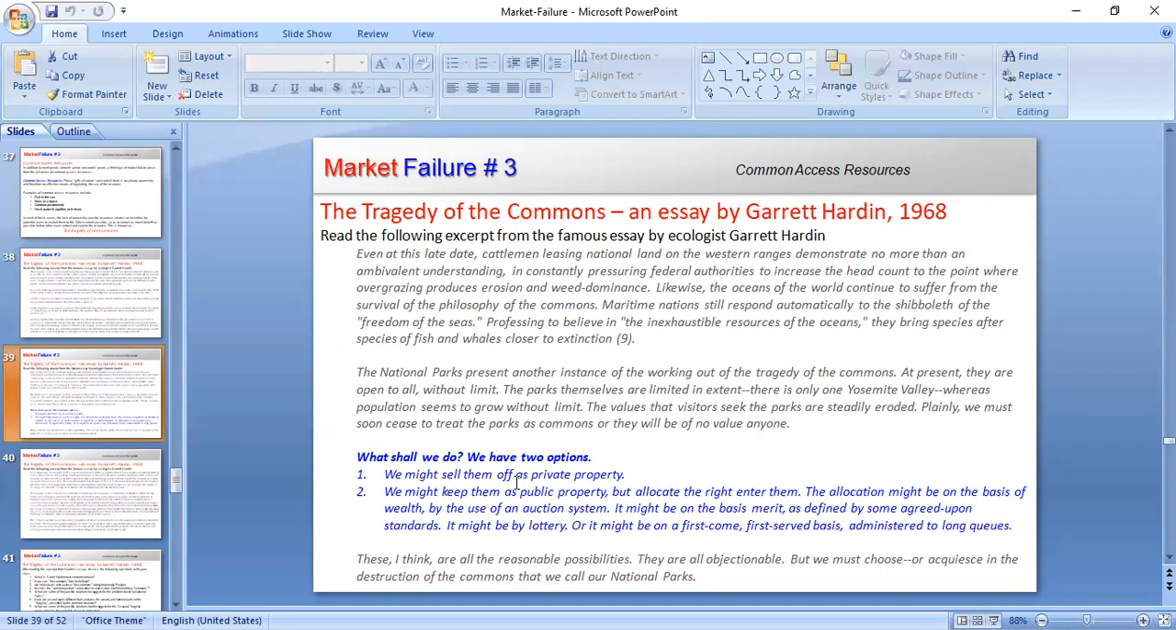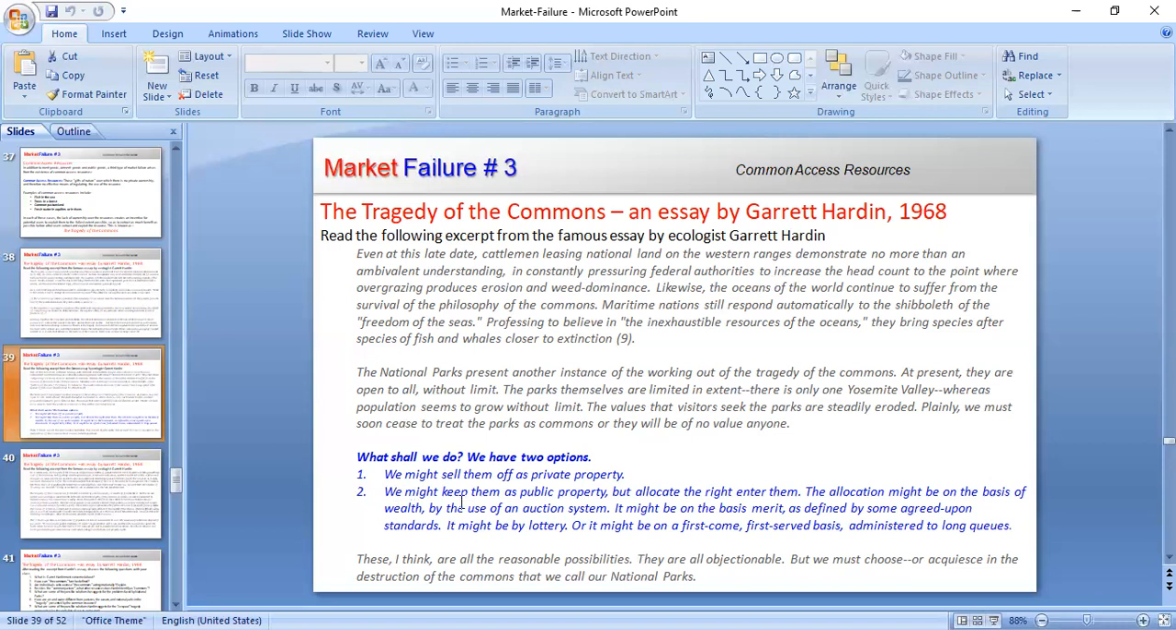these common access resources, such that they become private property, because selling them off would definitely bring about private ownership of these resources. Remember, we've seen that these are resources that do not have private ownership. So the solution will basically be to sell them off as private property.